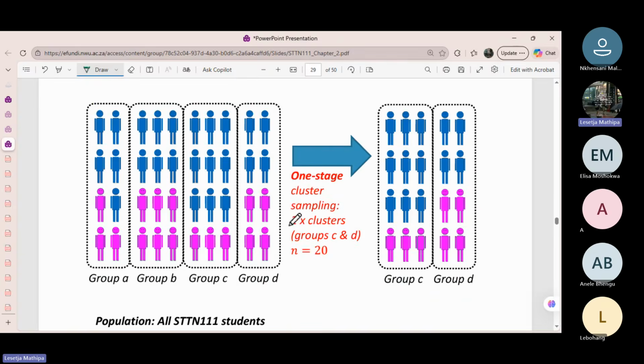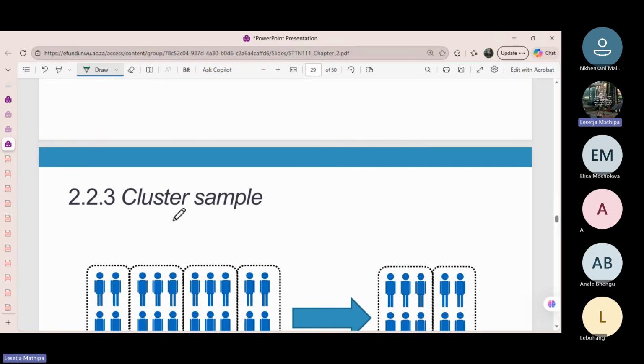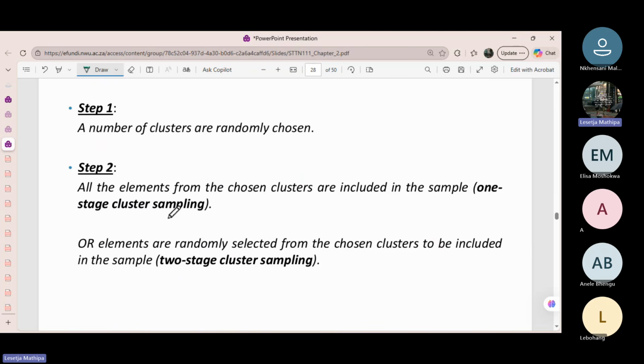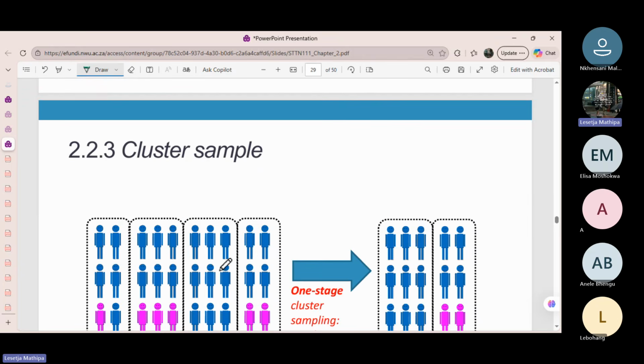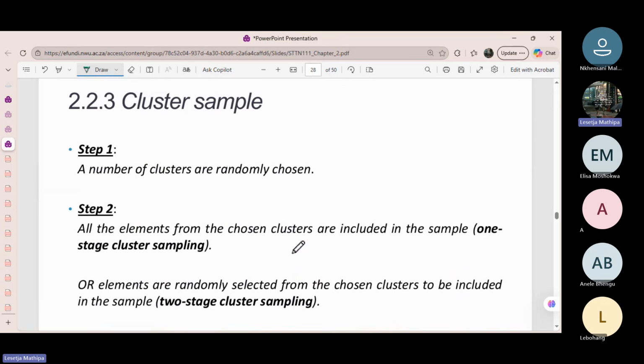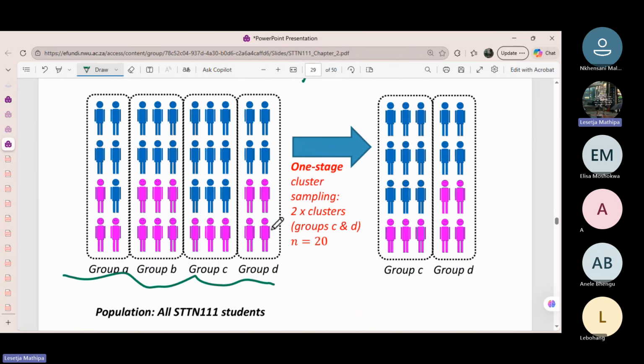So let's see this one. This is how you see that the scenario is about cluster sampling. We have the population of all STTN111 students: group A, group B, group C, group D. So this is going to be under the one-stage cluster sampling, because all the elements from the chosen clusters are included in the sample, like here. So that's how you see that the question is based on cluster sampling. Any questions?